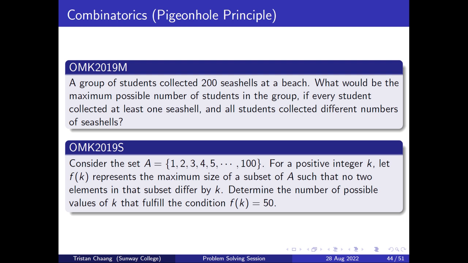A group of students collected 200 seashells at the beach. What would be the maximum possible number of students in the group if every student collected at least 1 seashell and everyone collected different numbers?